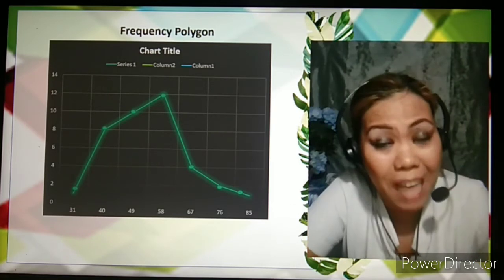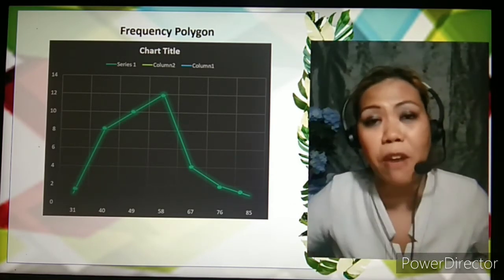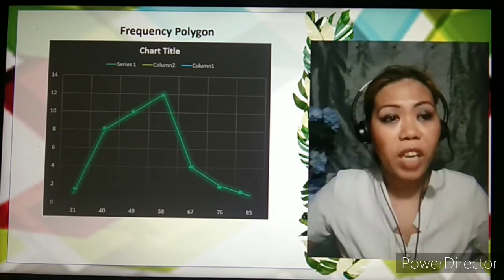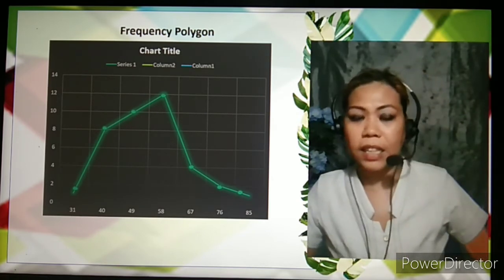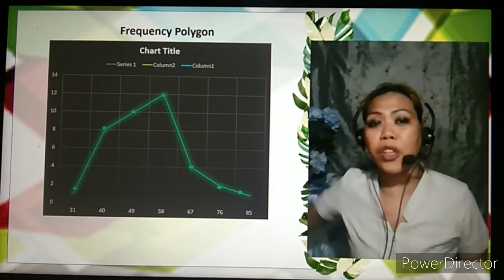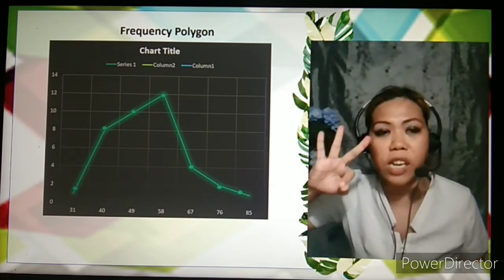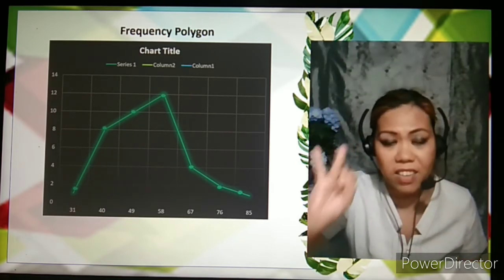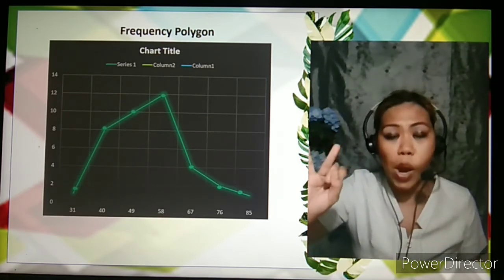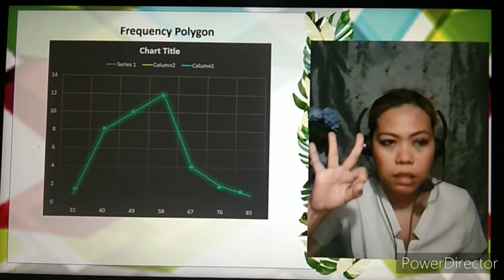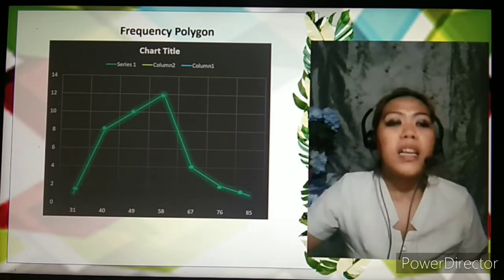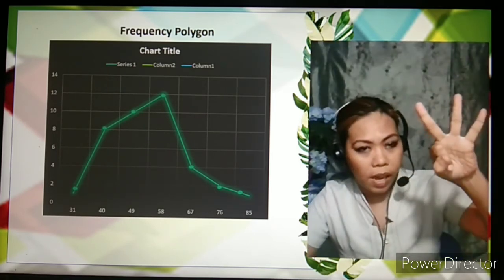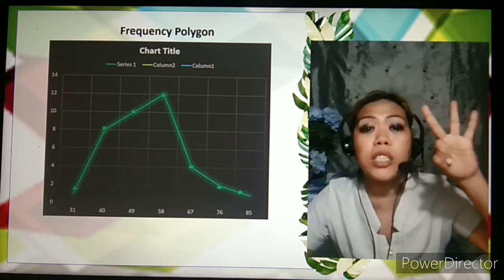Okay, guys, before we proceed, let me just do a little recap. Maybe some of you are confused about my discussion earlier about the shapes of distribution. There are 3 types of shapes of distribution. Number 1 is positive skewed. Number 2 is negative skewed, and the third one is the symmetrical. Okay, and symmetrical has three types.